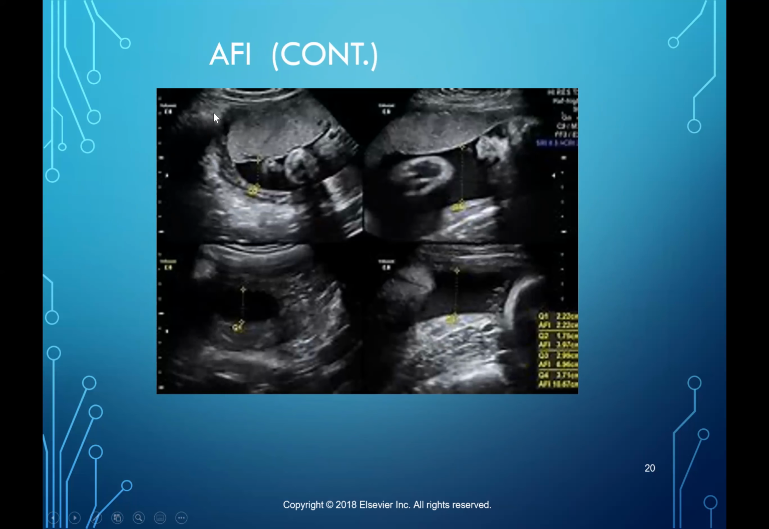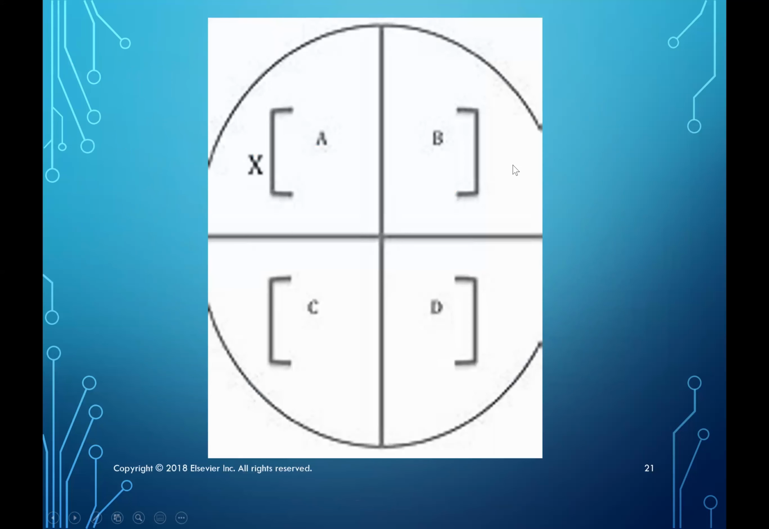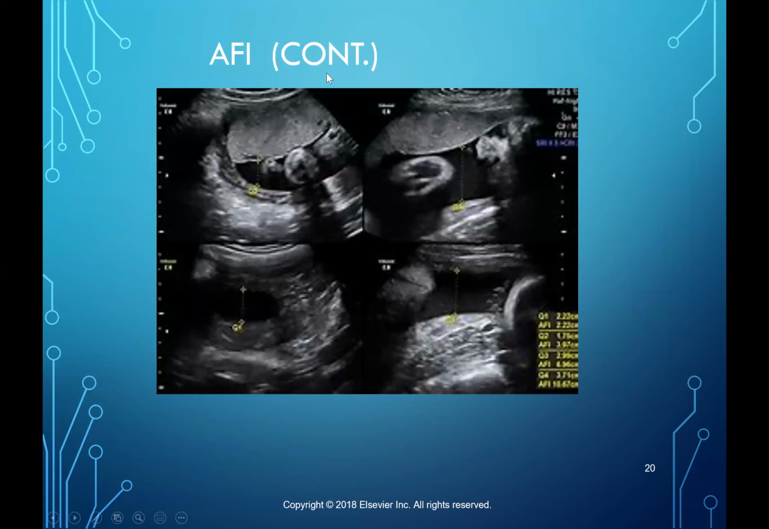So this is what an amniotic fluid index looks like. You divide into 4 quadrants. Here, I have another image. This is mom's belly. So 1, 2, 3, 4 here. That's how you do it. And then you measure the largest pocket in each place. Then the machine calculates an amniotic fluid index for you.